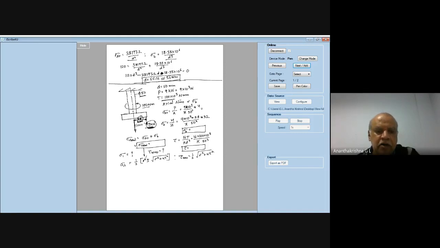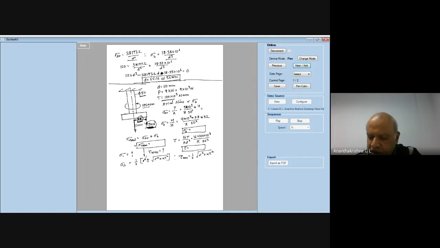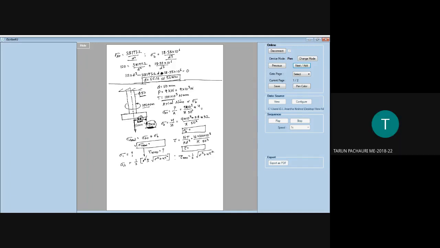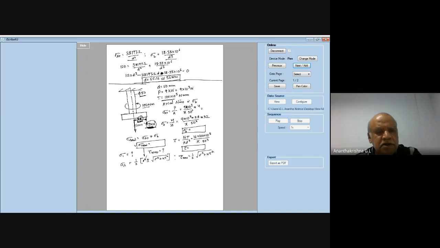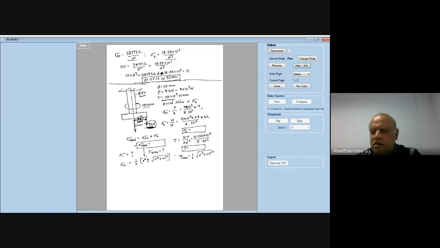Got the clarity? Any doubt in this? Any doubt? Why aren't we treating this question as a T section? Because for a T section, the moment of inertia would change, no, sir? No, no, it is not.